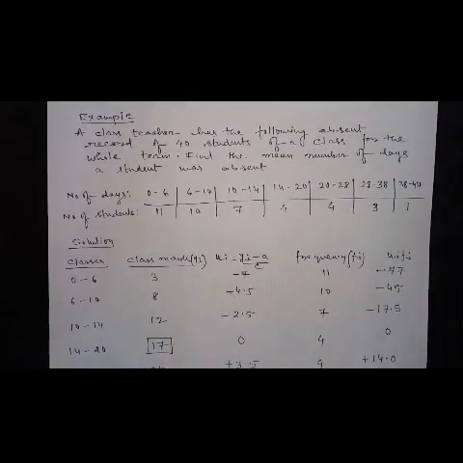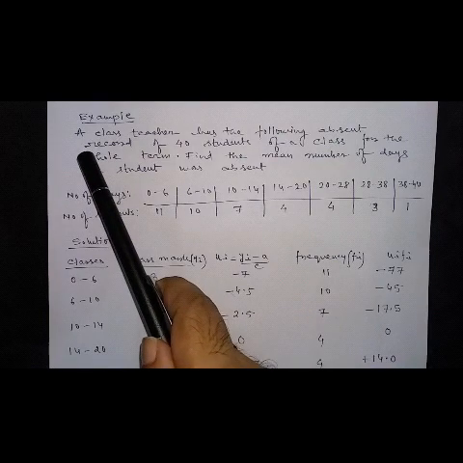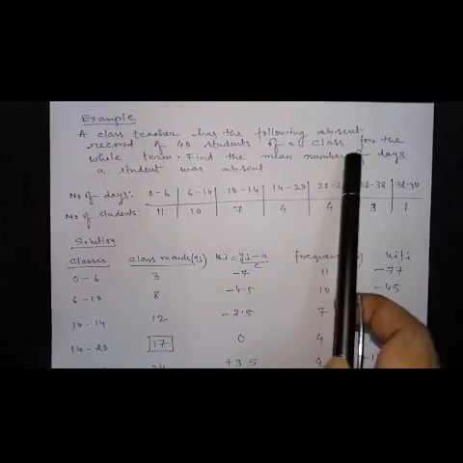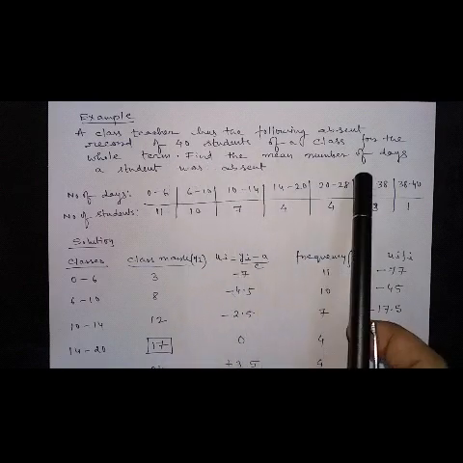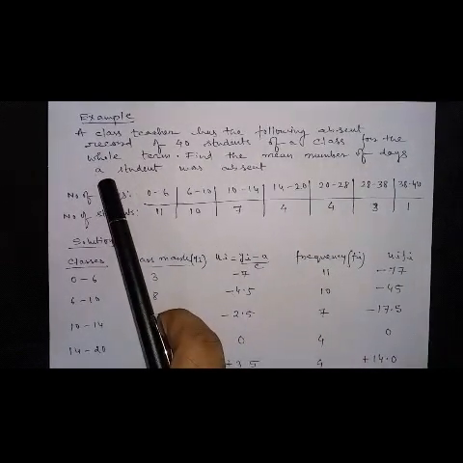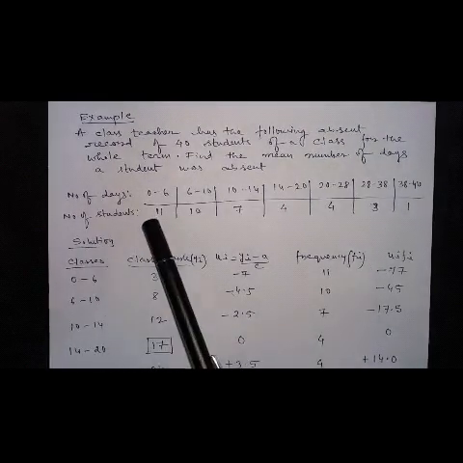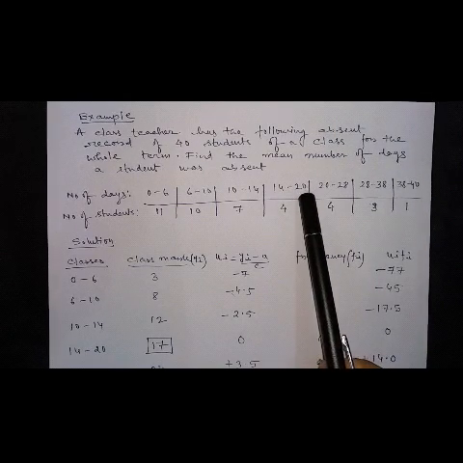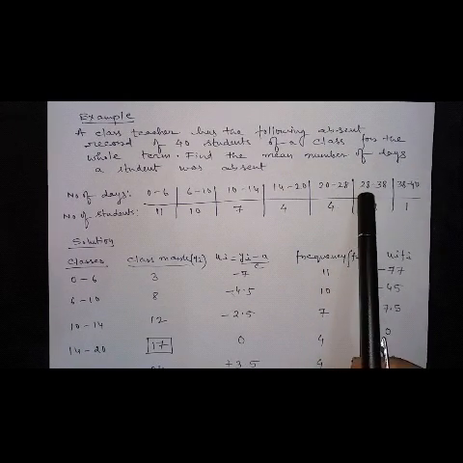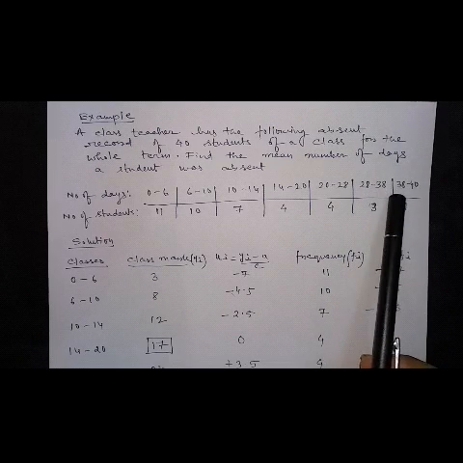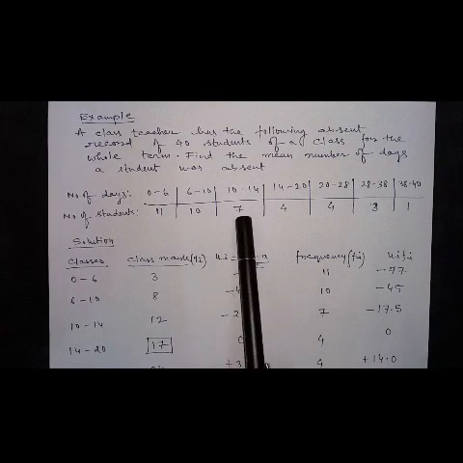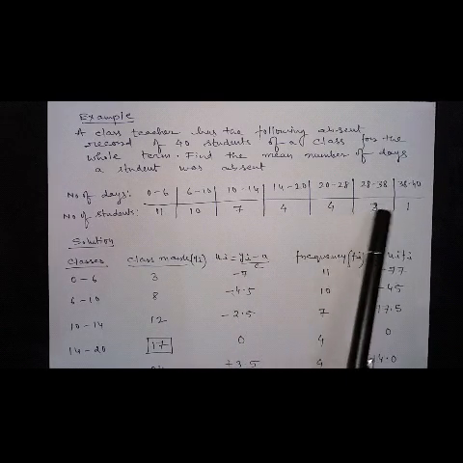Let us see the next example. Here is the example as it is: a class teacher has the following absent record of 40 students of the class for the whole term. Find the mean number of days a student was absent. Number of students: 0 to 6, 6 to 10, 10 to 14, 14 to 20, 20 to 28, 28 to 30, 30 to 40. So the number of students are here: 11, 10, 7, 4, 4, 3 and 1.